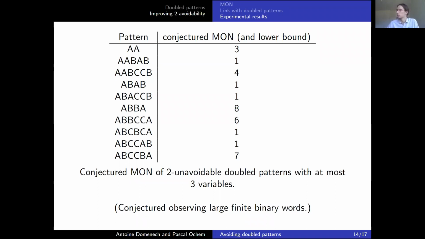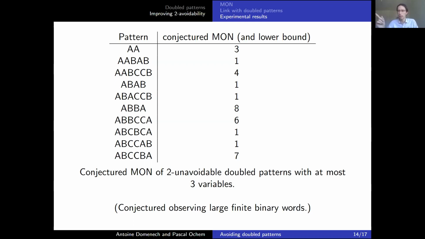So let's take a look at them. First, there are squares. Well, for squares, it's well known that we can use only 3 squares. Then we can see that there are a lot of double patterns on 3 variables that need only 1 occurrence. So yes, they are 2-unavoidable, but we can build a very large word with only 1 occurrence, so they are not that unavoidable. And what's interesting is that for some of them, it goes up.